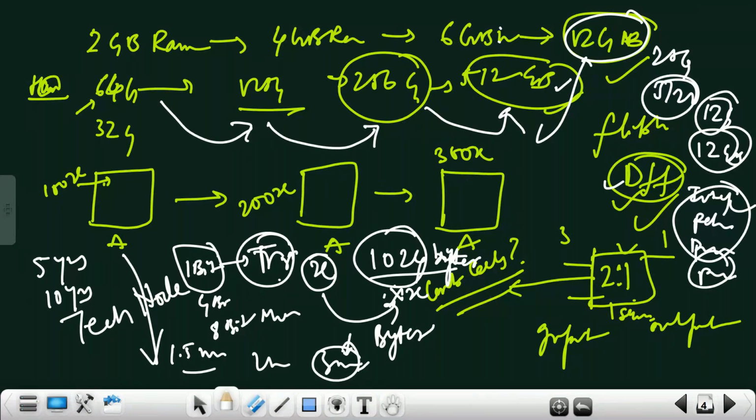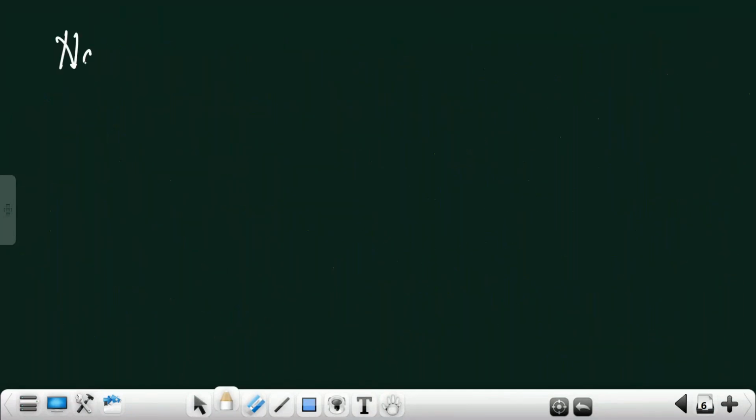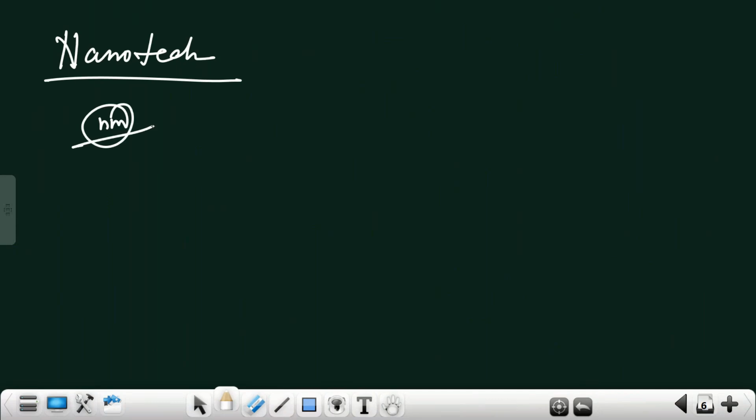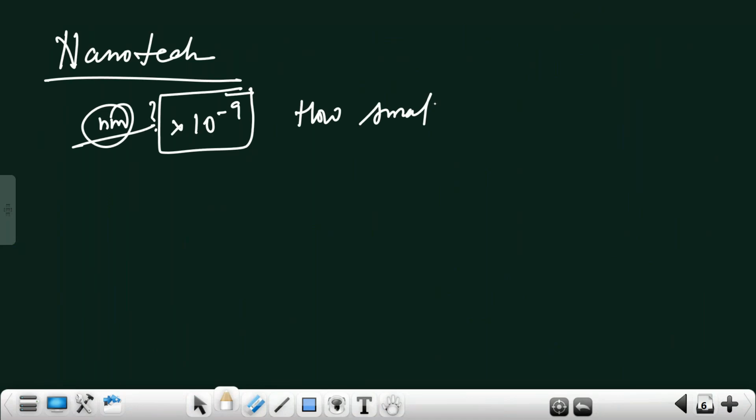Now, when we say nanoscale, this is what we are trying to learn here. Basically, it is nanotechnology, nanotech, right? When we say nanoscale, nanometer, what do you understand by nanometer? It is 10 to the power minus 9. It is on this scale, 10 to the power minus 9 scale. So how small is this? Can anyone tell me how small you can imagine? How small is this?